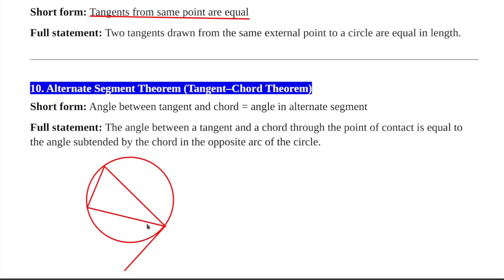So what does this say? It says that this angle is equal to this one. This is the angle between the tangent and the chord, so it's equal to the angle subtended by the chord. There you go. Short form: the angle between tangent and chord is equal to the angle in the alternate segment. Or you can just say angles in alternate segments are equal for this one.